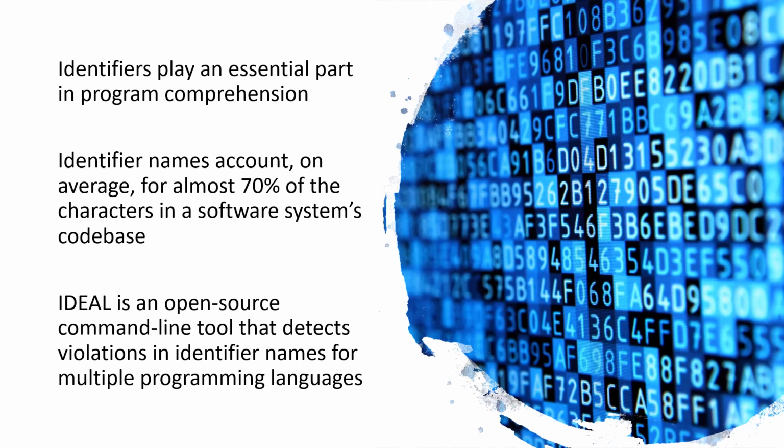Developers must comprehend the code they will maintain, meaning that the code must be legible and reasonably self-descriptive. With identifier names accounting for, on average, almost 70% of the characters in a software system's codebase, developers need to utilize high-quality names for identifiers. To this extent, we propose Ideal, an open-source command line tool that detects violations in identifier names for multiple programming languages.